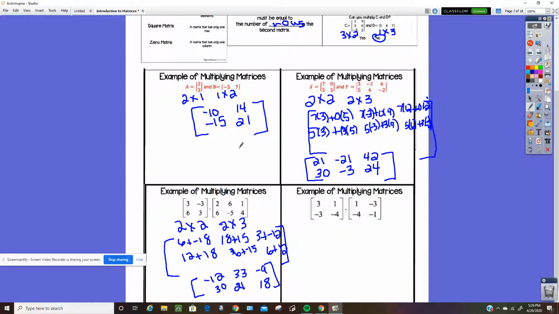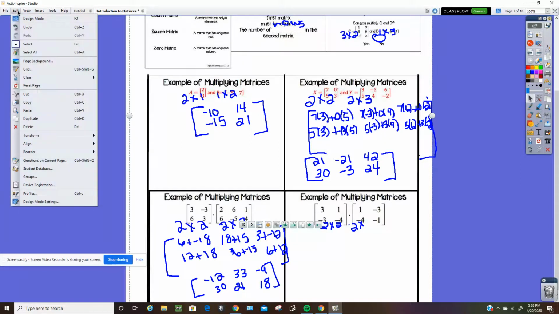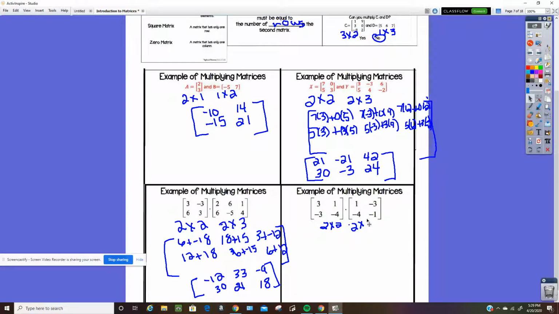So this last one, any square matrix, in other words, if the rows match the columns. If I multiply any square matrix together, here's a 2 by 2, here's a 2 by 2, and everything matches here. Whoops. Let me undo that. And this is also a 2 by 2. Let me get the pen here. So these two numbers match, and then the outside numbers are also 2 by 2. So I'm going to get a 2 by 2.